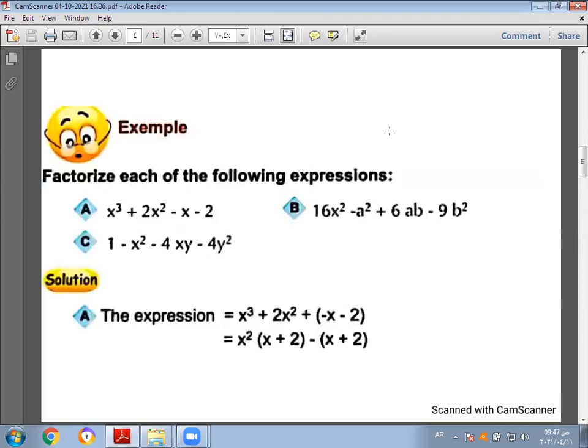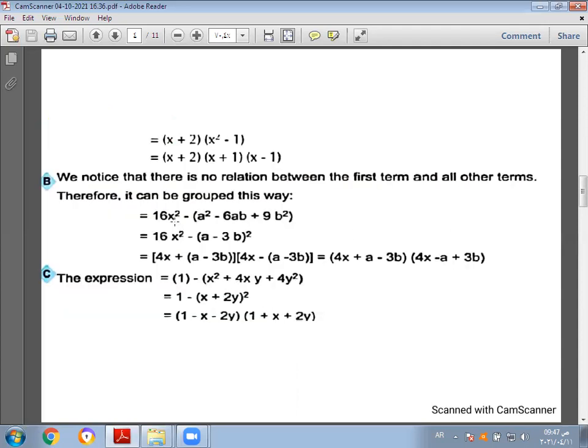In the second example, 16x² − a² + 6ab − 9b². In this example, we take one term alone and the other three together. We will not take 3, 2 and 2; we will take 3 and 1. 16x² is alone, and −a² + 6ab − 9b² we will factorize as a perfect square.